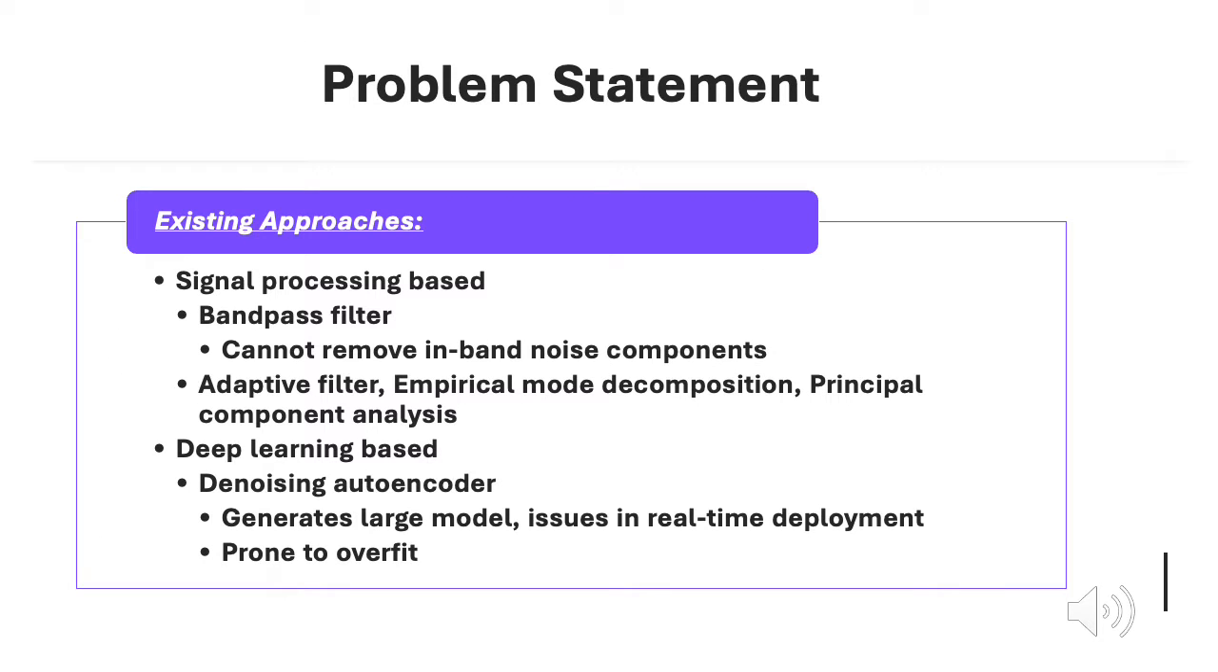Noise cleaning of ECG signals has been a popular area of research. The existing approaches can either be signal processing or deep learning based. Bandpass filter is the simplest form of ECG noise cleaning. However, it cannot remove the in-band noise components. Adaptive filter, empirical mode decomposition, or principal component analysis have been successfully deployed. Whereas the deep learning based approaches typically use a denoising autoencoder.